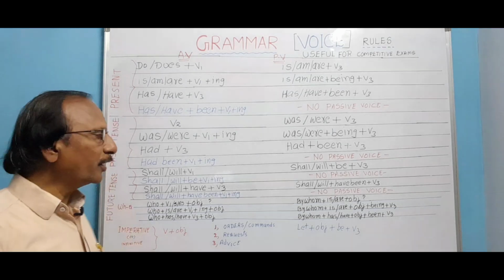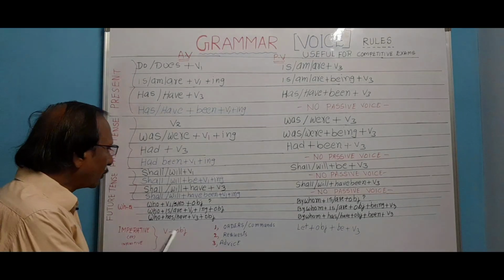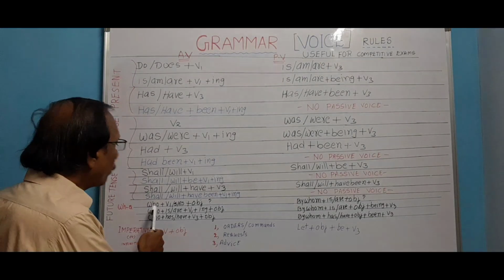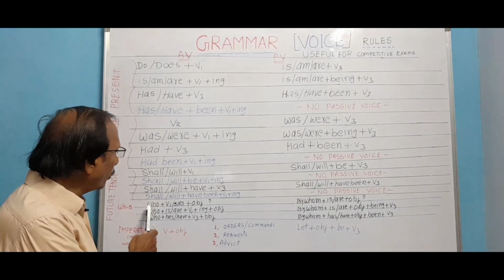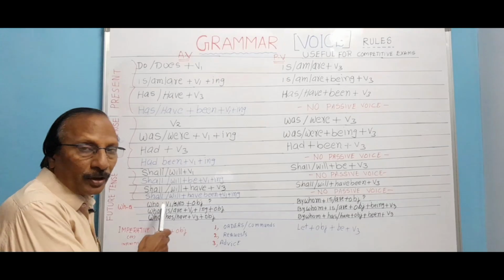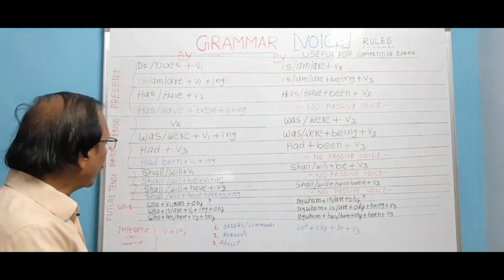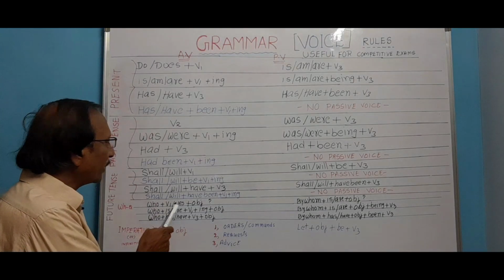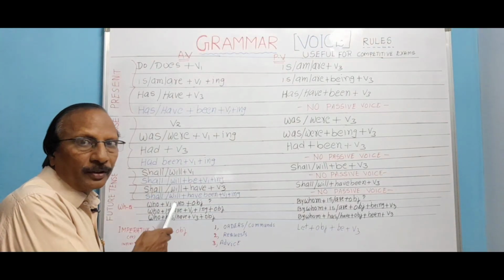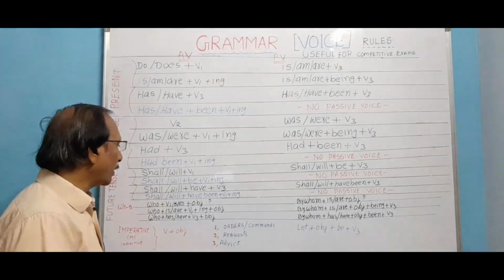When these sentences start with WH words, we call them WH questions. When a sentence starts with 'who' and a verb, then in passive voice, 'by whom' will come. Let us see: who plus V1 with S or ES. If it is third person, S or ES will be added. If it is a plain verb, only V1 will be there.